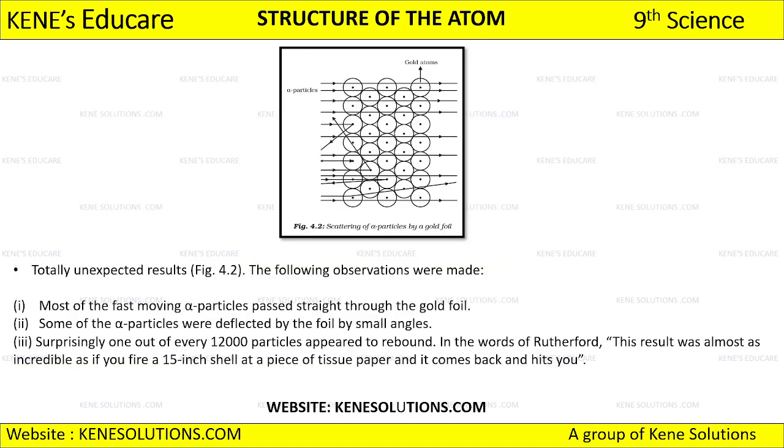After this we discussed the results that Rutherford got. All the results that Rutherford got were unexpected, because some of the alpha particles got deflected by the foil by small angles. Then most of the fast moving alpha particles passed straight through the gold foil. And another result that he got was very much unexpected for him, that only one out of every 12,000 particles appeared to rebound. In the words of Rutherford, this result was almost as incredible as if you fire a 15-inch shell at a piece of tissue paper and it comes back and hits you. So these are the unexpected results which were observed by Rutherford.